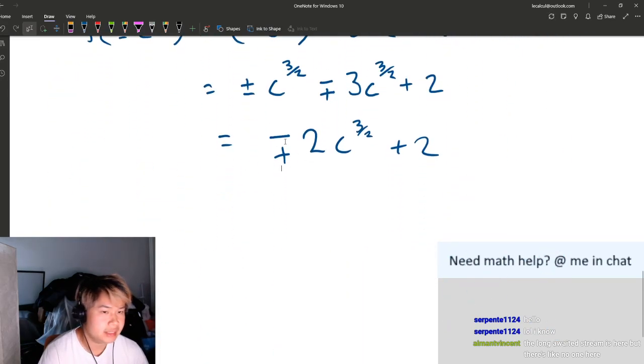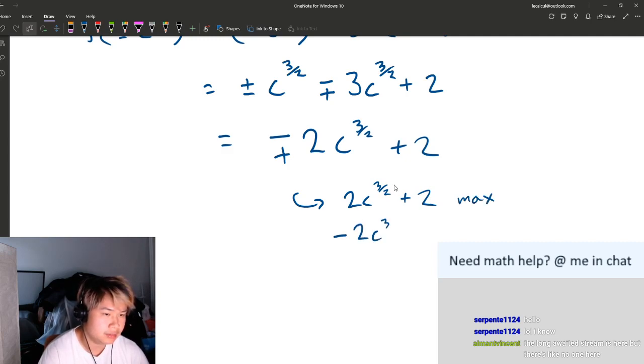Okay, and then obviously the negative one will be smaller than the positive one. So of course that means that positive 2c to the 3/2 plus 2 is your max. Negative 2c to the 3/2 plus 2 is your min.